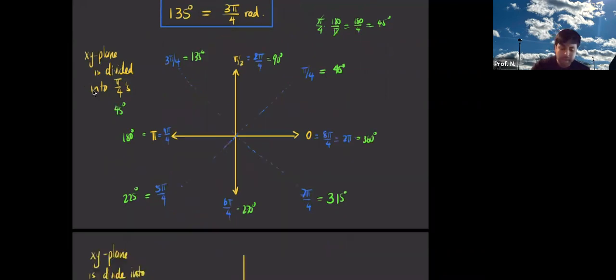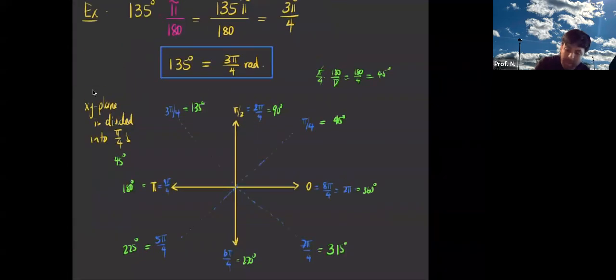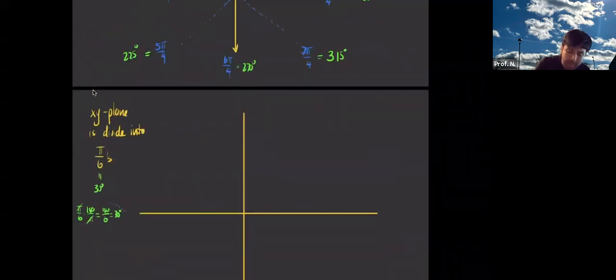And now I'm going to divide it up into pi over 6s, which is exactly the same thing as what? Pi over 6. If you do the same thing, pi over 6, multiply by 180 over pi, the pi's cancel. I'm left with 180 over 6, which equals 30 degrees. So pi over 6 is the same thing as saying 30 degrees. So I'm going to divide up my pi.